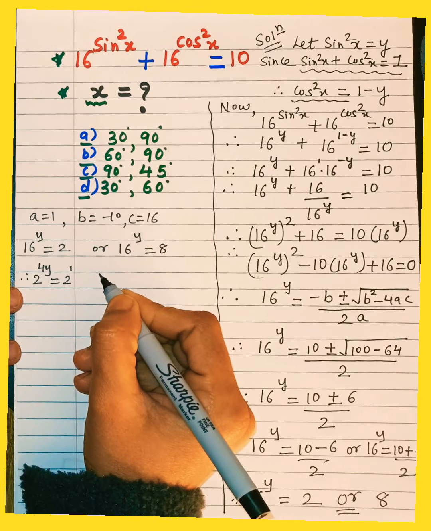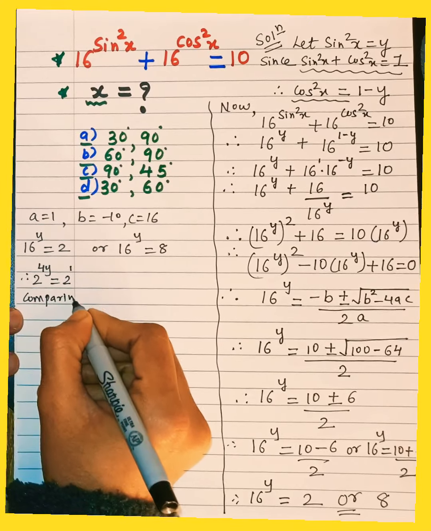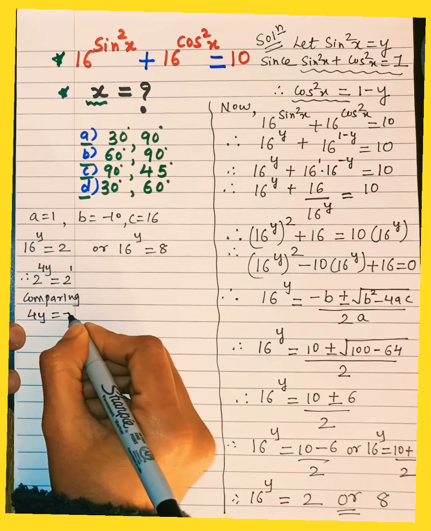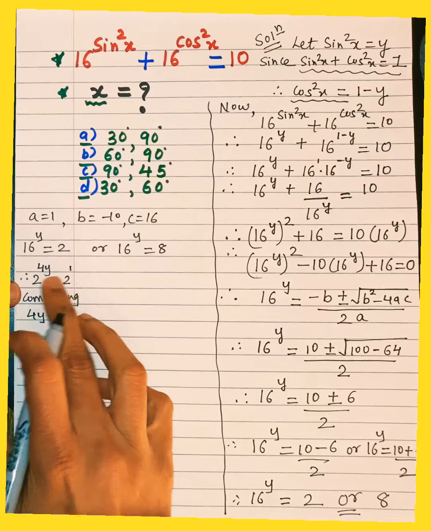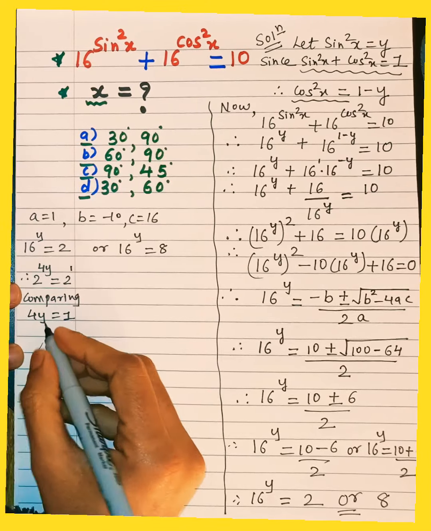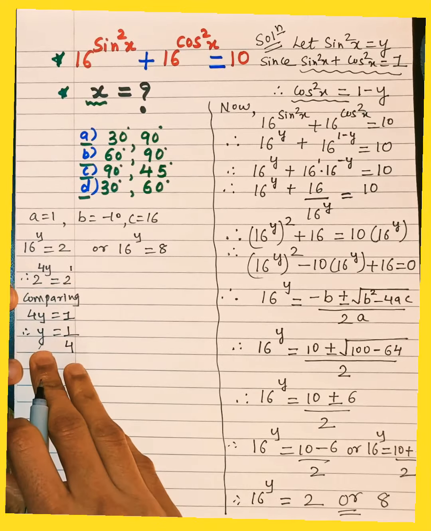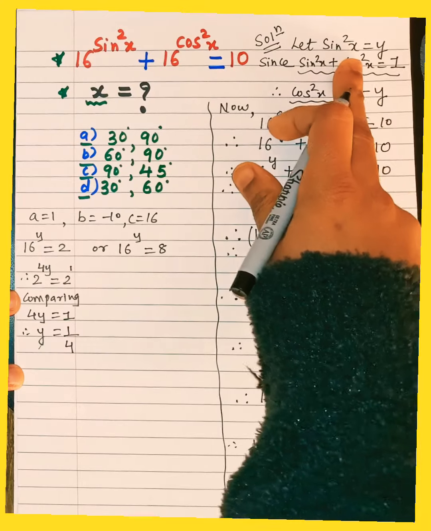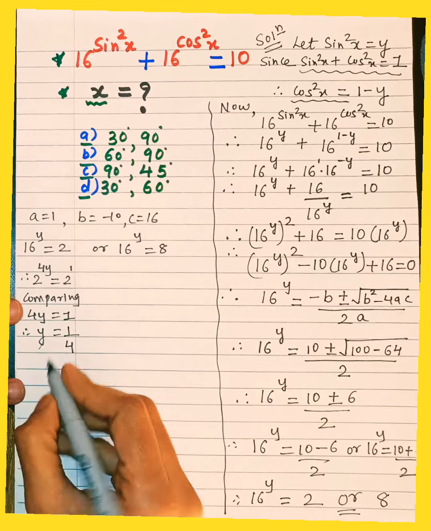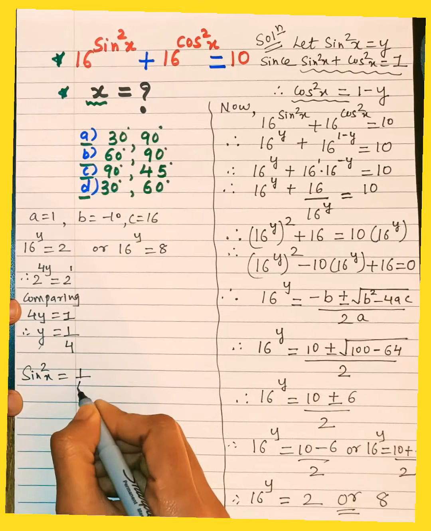Now if you compare both the sides, what do you get? You get 4y equals 1. You can see that the bases are the same, so obviously the powers are also the same. So we are getting 4y equal to 1, so y will be equal to 1 upon 4. Now what is y? y is sine square x that we assumed in the beginning. So now, substituting back the value of y, sine square x is equal to 1 upon 4.